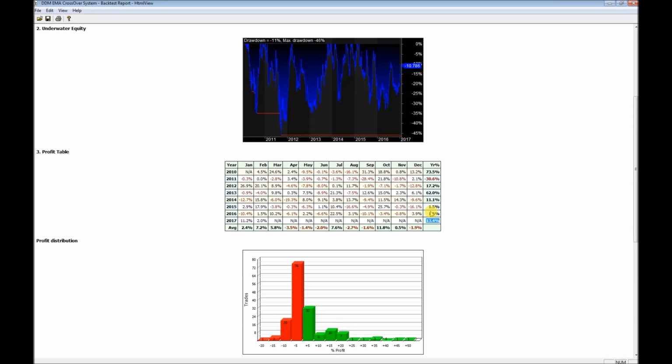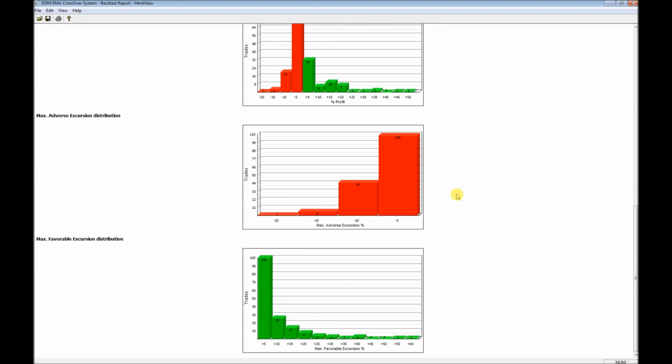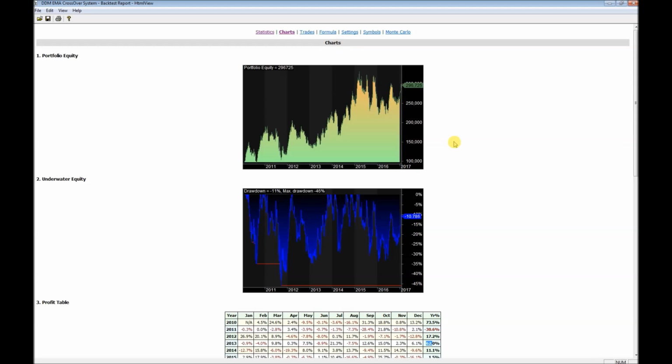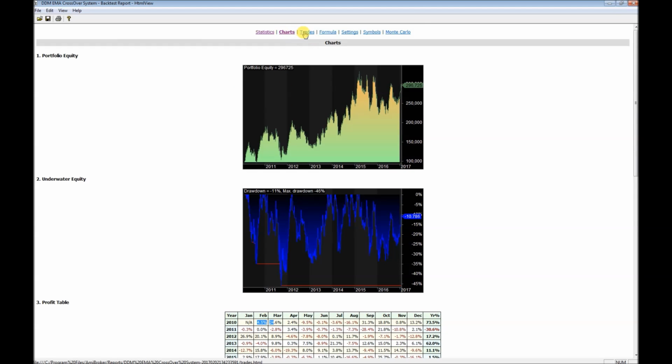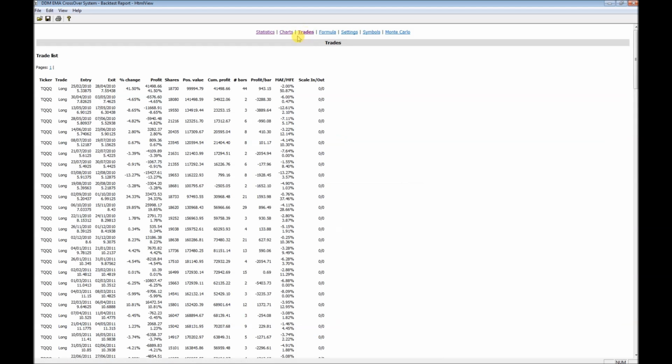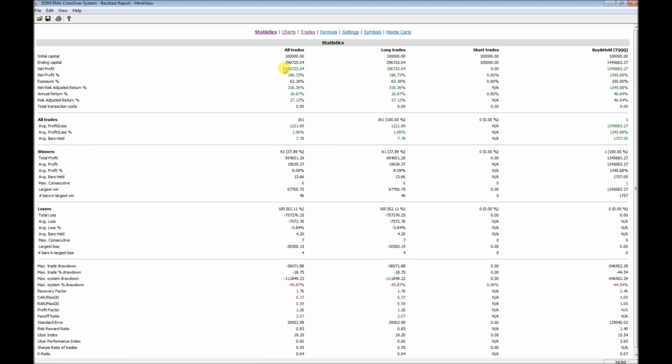2015 and 16 were up, but they're relatively flat. 2013 had a great year. So you know, this is what TQQ looks like from its inception, February 2010, to today. You can also look at the specific trade lists and everything else. But this is showing a very good positive expectancy.